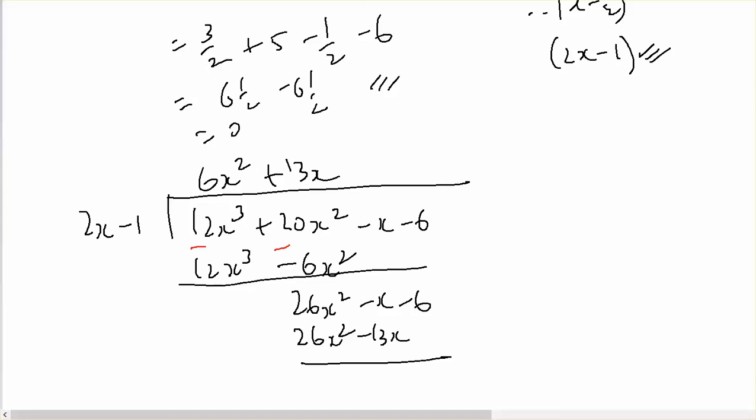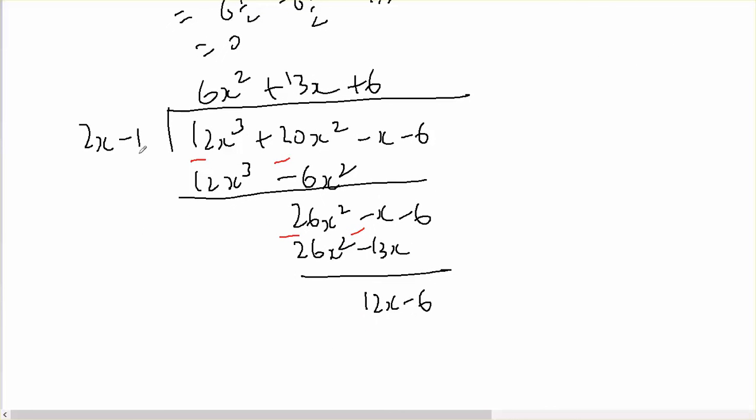I'm going to subtract the second one from the first. My x squareds sum to 0. Minus x plus 13 is 12x minus 6. 2x goes into 12x 6 times. 6 times 2x is 12x. 6 times minus 1 is minus 6. Subtract the second one, I get 0.